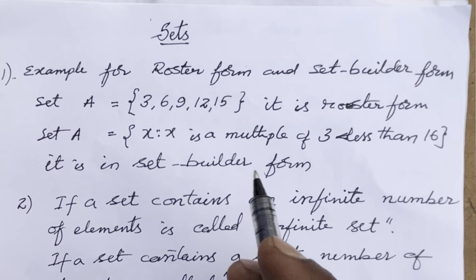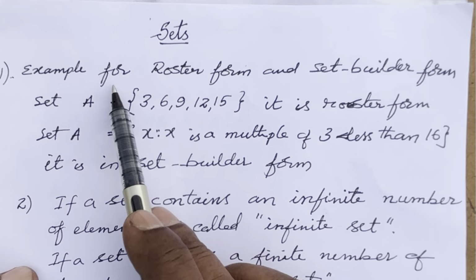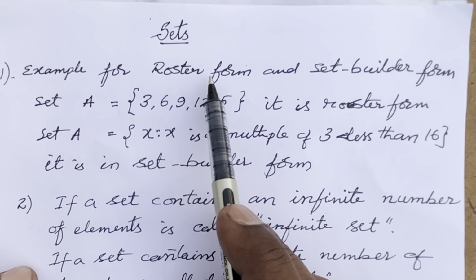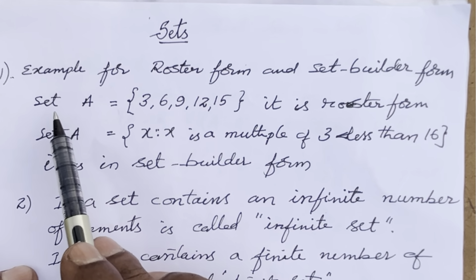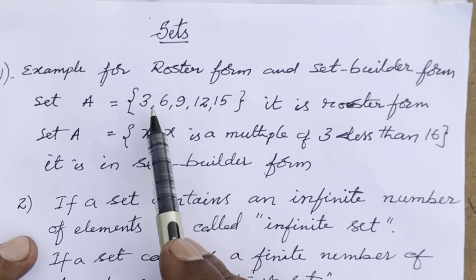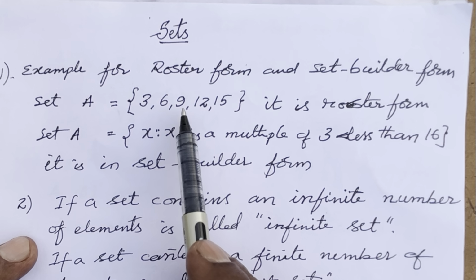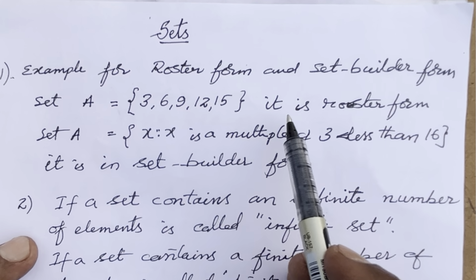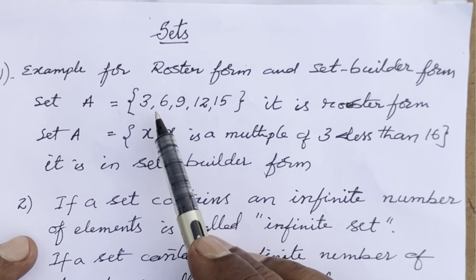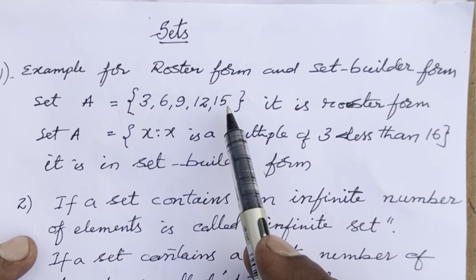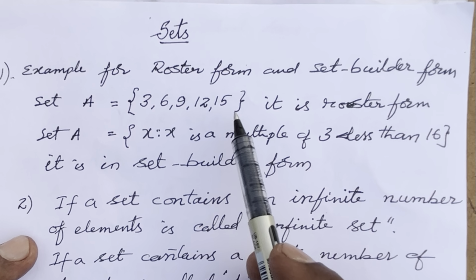Now come to the point of chapter number 2, sets. Example for the roster form and set builder form. In a simple way I am giving here. Set A having the elements 3, 6, 9, 12 and 15. It is in the roster form. That means roster form means all the elements are placed separately with the help of commas.